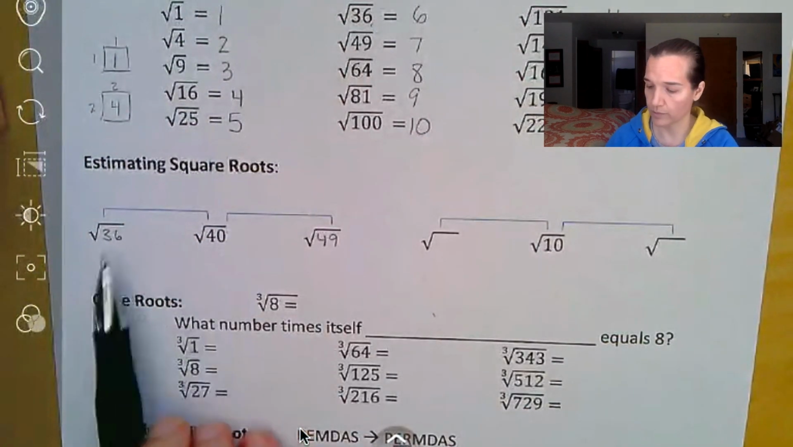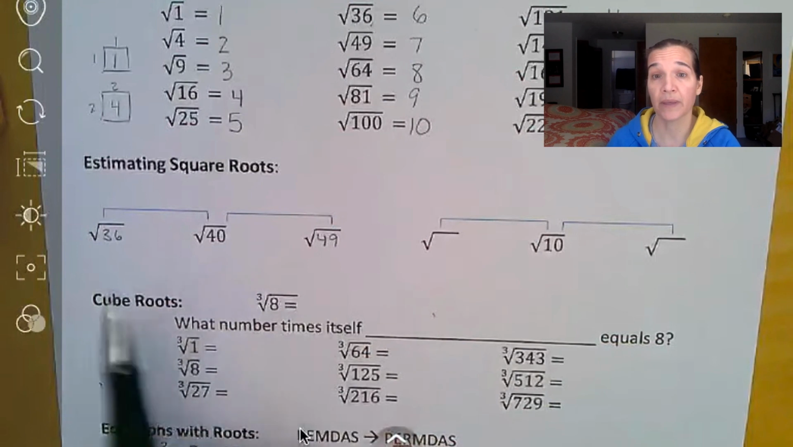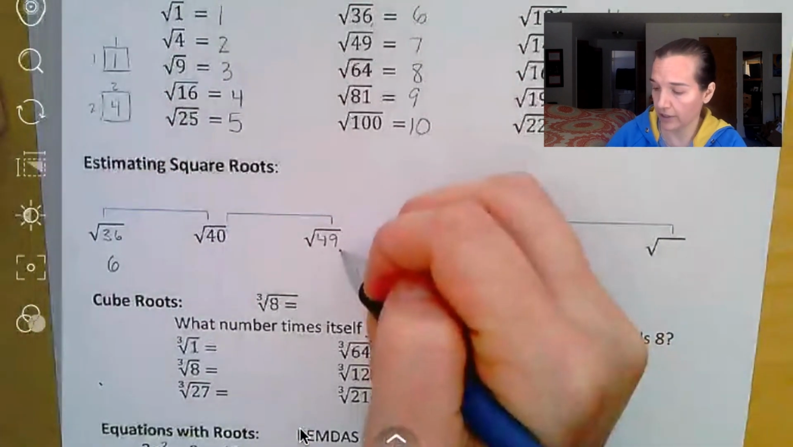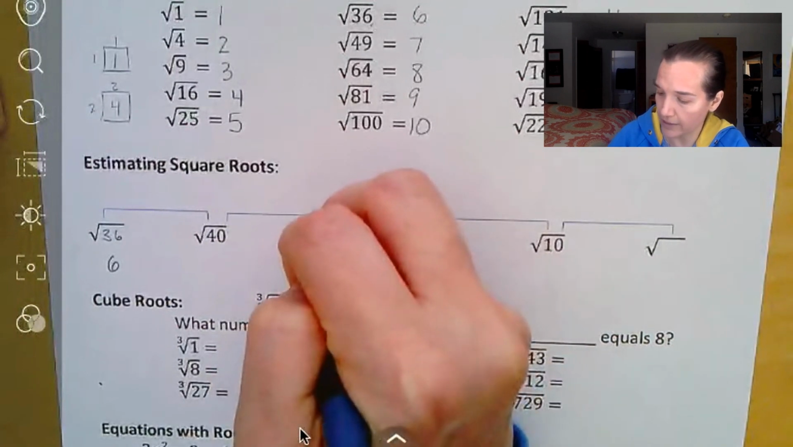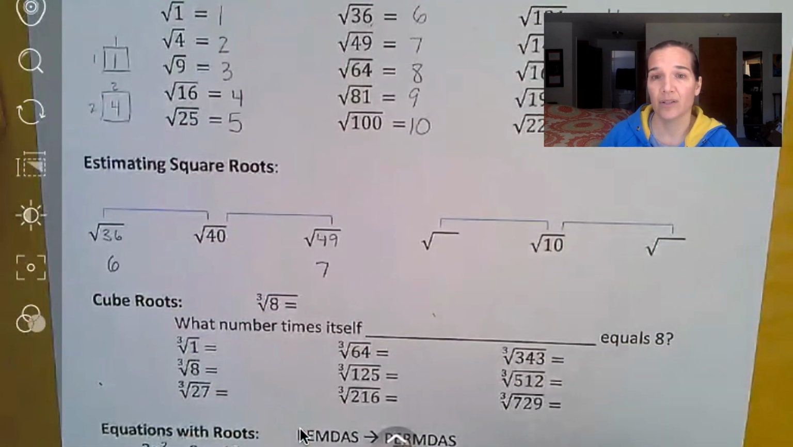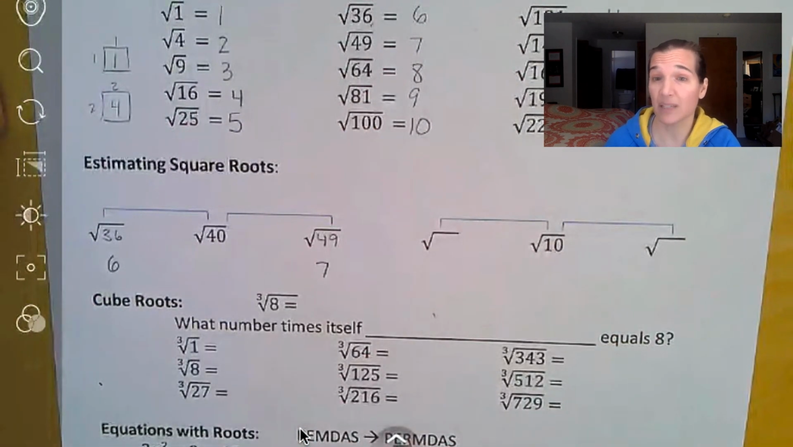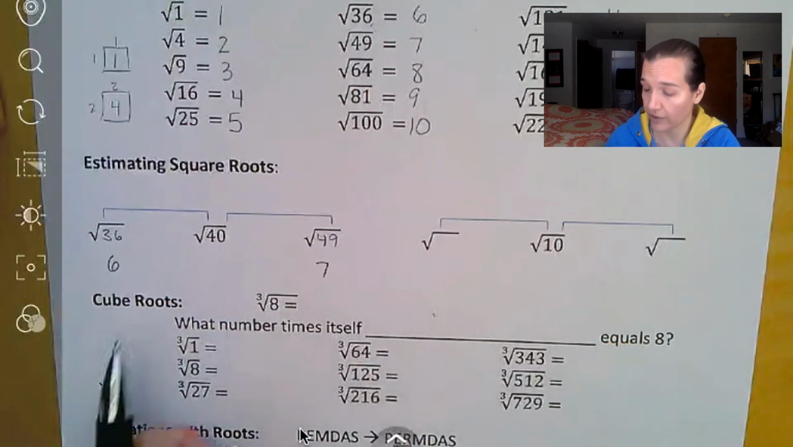So notice my square root is in between these two square roots. And I know the answer to this one. Square root of 36 is 6. I know the answer to this one. Square root of 49 is 7. So my answer is going to have to be somewhere between 6 and 7. So it's going to be 6 point something. Well, what point is it? If it's directly in the middle, it's going to be 6.5.